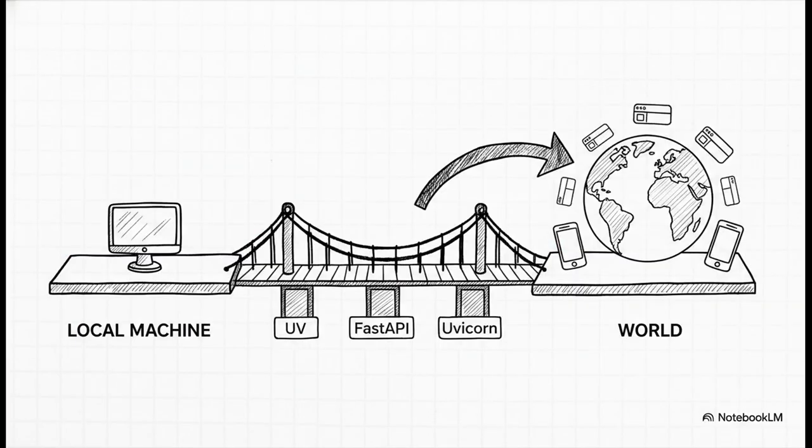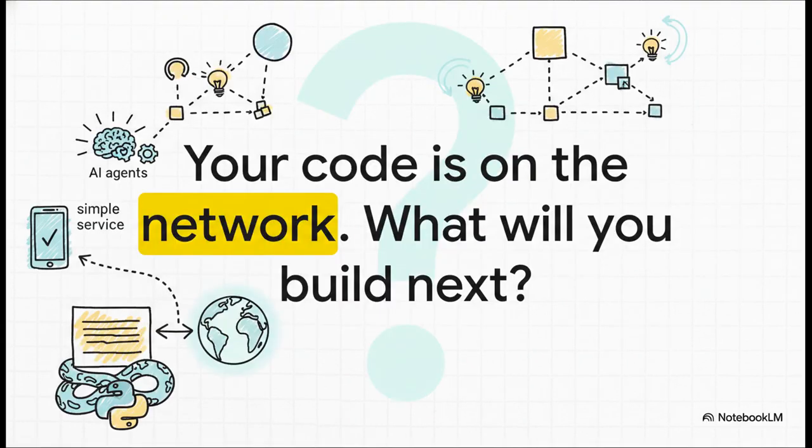And just like that, you've done it. By combining these three incredibly powerful tools, you have officially bridged the gap between a piece of code that was just trapped on your computer and a real live service that can be accessed from anywhere in the world. You know, this exact process is the foundation for so much of the modern web, from simple little websites to incredibly complex AI applications. So the only real question left is, now that you know how to put your code on the network, what amazing thing are you going to build next?